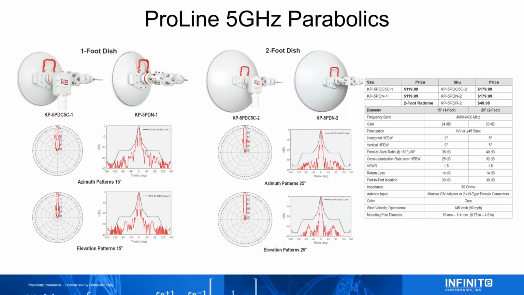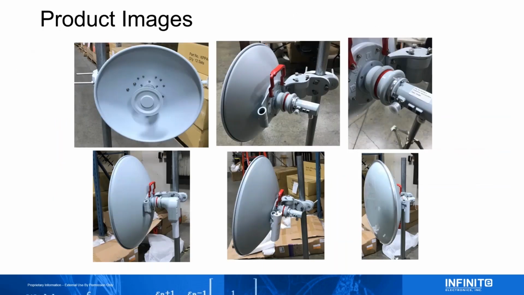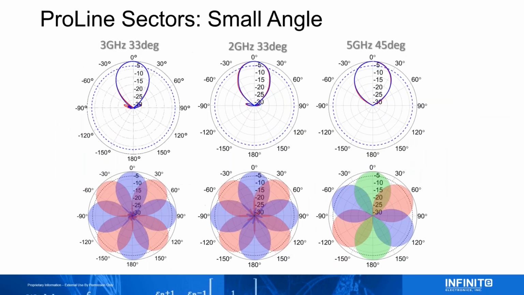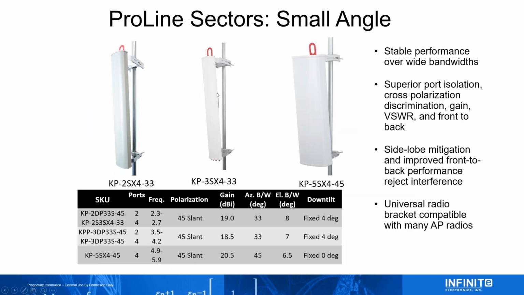Okay, great. We'll end with one more question: do the ProLine sector antennas come with a radio mount? Yes, they do. I wish I had a better picture, but there's a radio mount that gets slotted in the back here. I can probably find the picture, but it's a radio mount. It does come with the antenna.